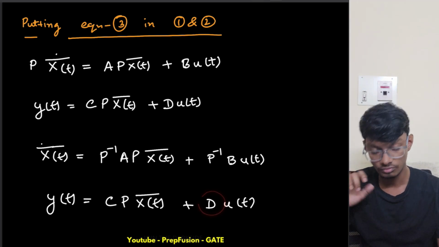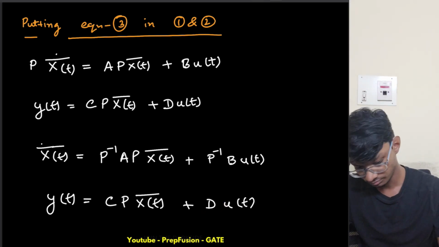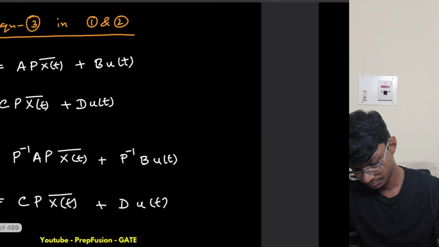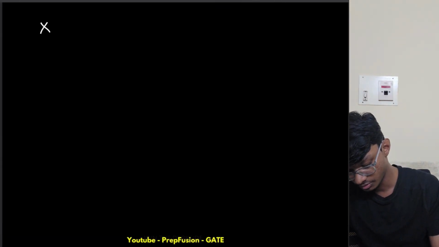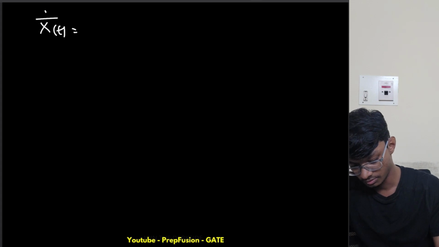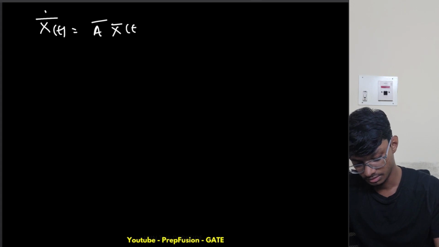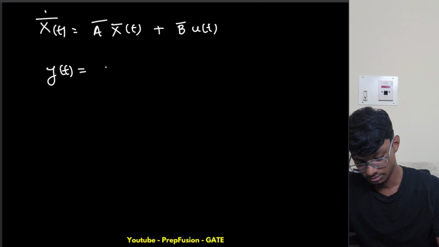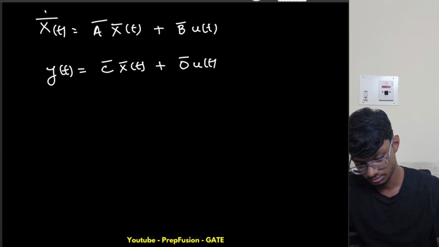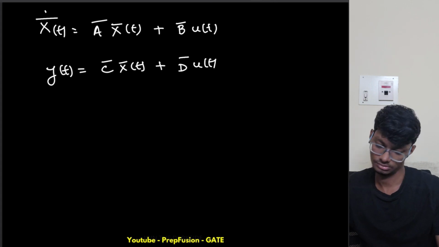Now I'll compare with my standard equation. The state equation looks like x bar dot of t equals A bar x bar of t plus B bar u of t, and y of t equals C bar x bar of t plus D bar u of t.